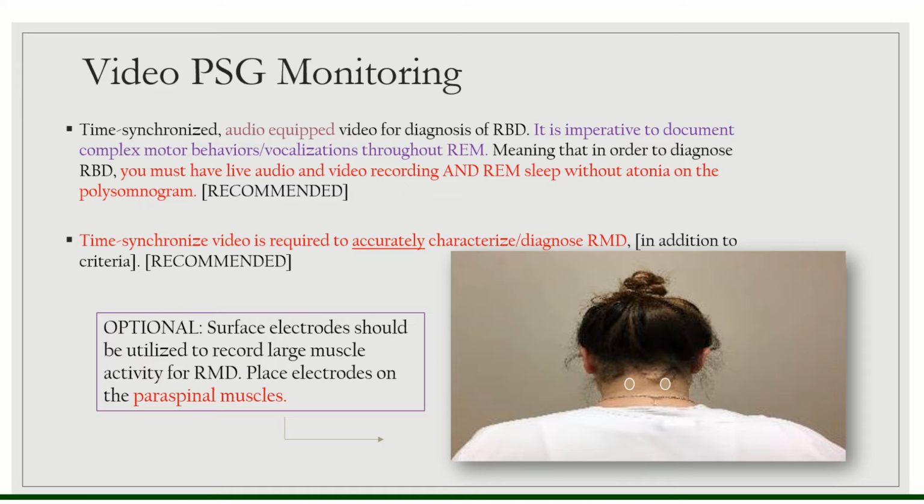All right, so time synchronized video is required to accurately characterize and to diagnose RMD. RMD is rhythmic movement disorder. Okay, this is actually a new note in our updated manual. Optional, surface electrodes should be utilized to record large muscle activity for rhythmic movement disorder. We're going to place the electrodes on the paraspinal muscles, which is what you see right here, where we put it on each side of Miss Davis's spine.